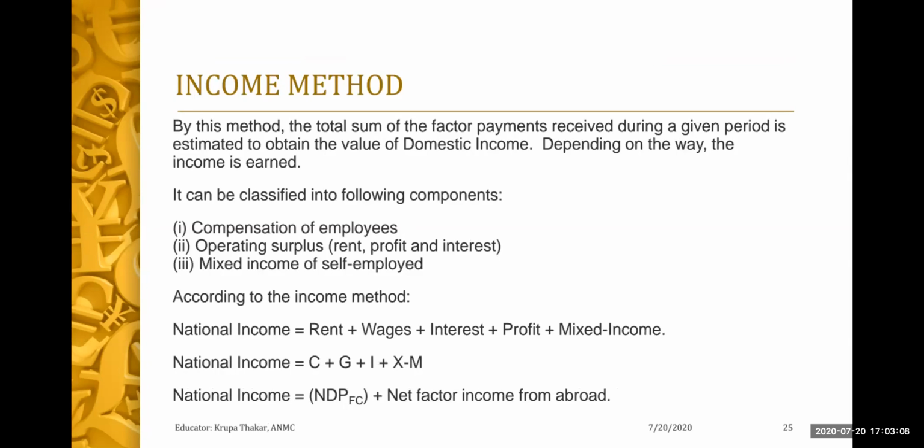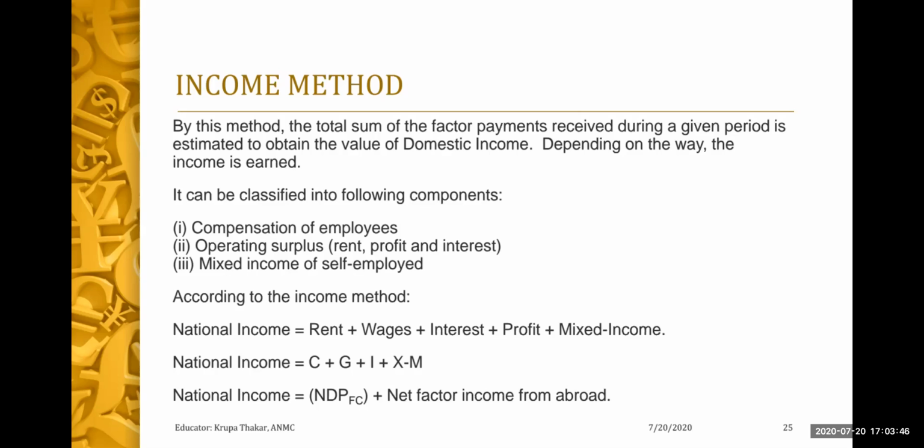Now let's talk about the income method. When we say income method, by this method the sum total of the factor payments which are received during a given period, that is the factor payments which are being made. For example, for land it is rent, for labor it is salaries and wages, interest for capital, and profit for the entrepreneur. So the total sum of factor payment received during a particular period of time is your domestic income.